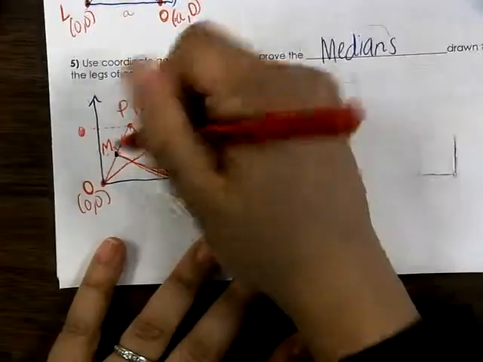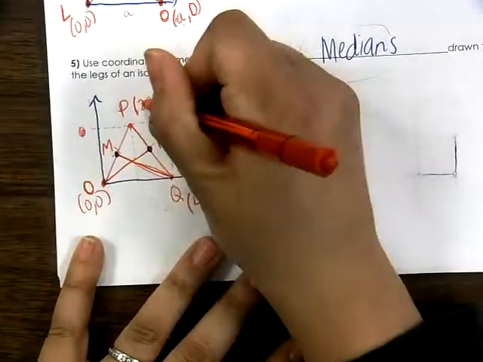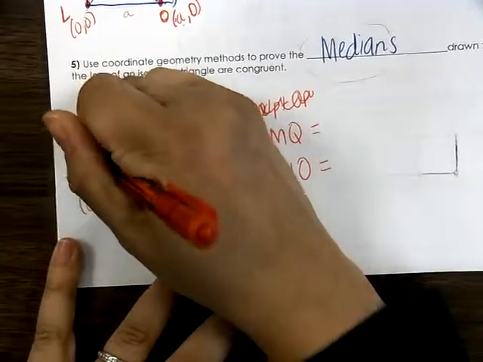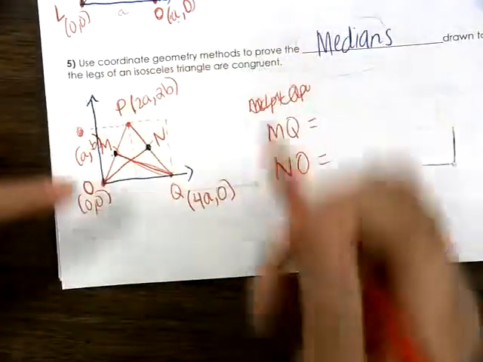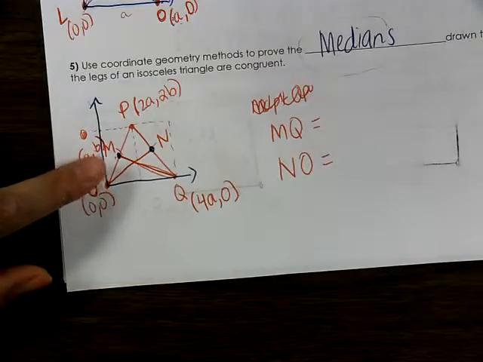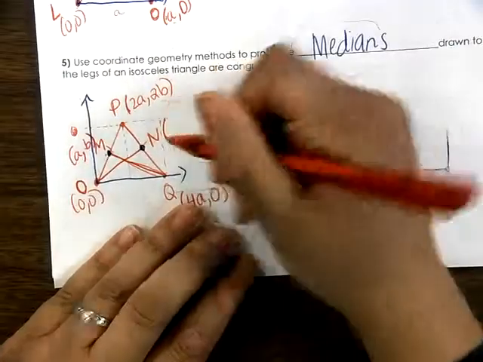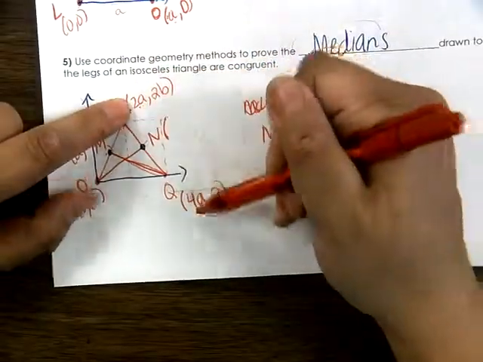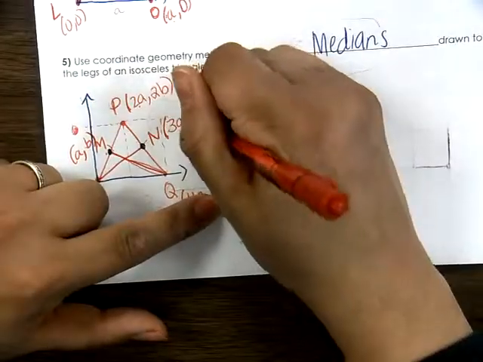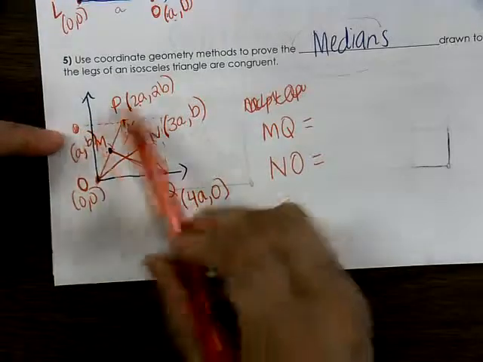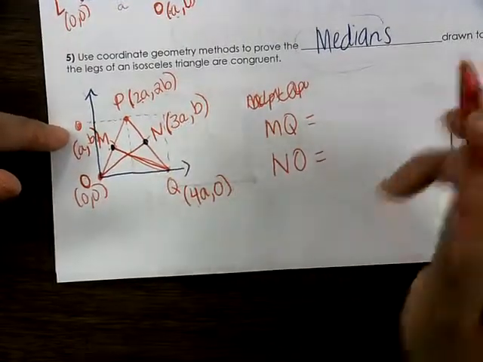Okay, so the midpoint for M would be halfway between 0 and 2a, so that's a for the x value. Halfway between 0 and 2b would be b. So a comma b is my midpoint for M. Same idea for N, but you want halfway between 2a and 4a, which would be 3a, and halfway between 2b and 0 would be b. If you're having trouble with those, you can just use the midpoint formula.